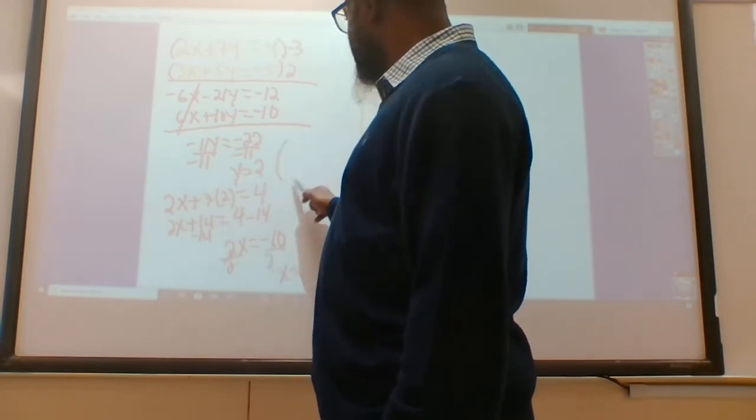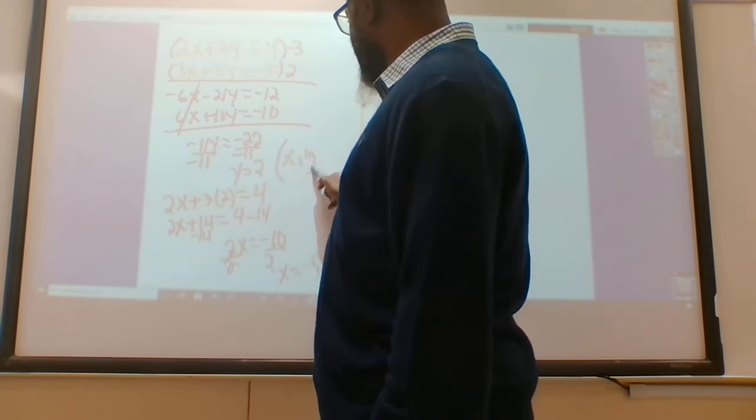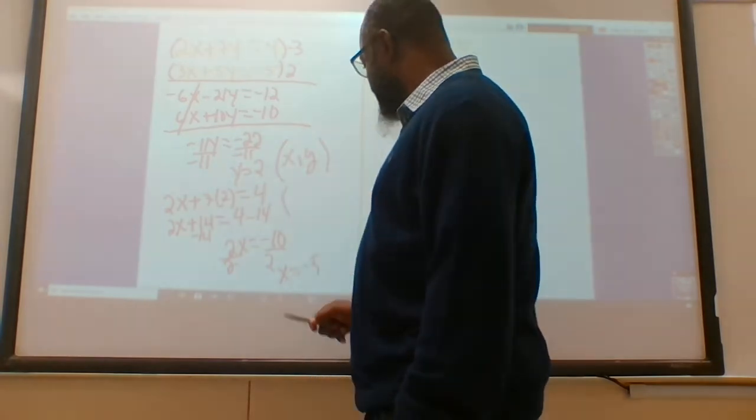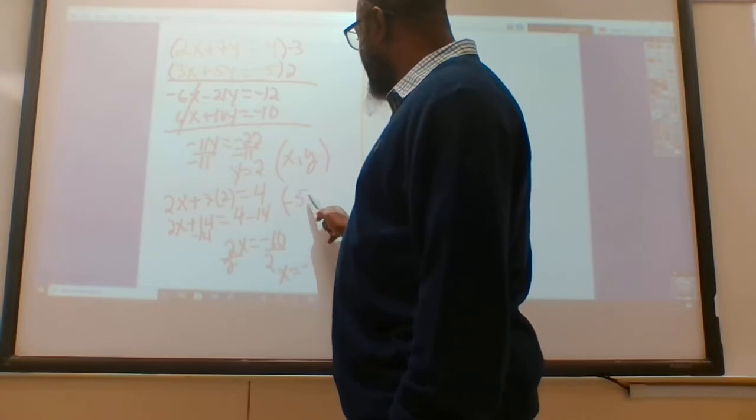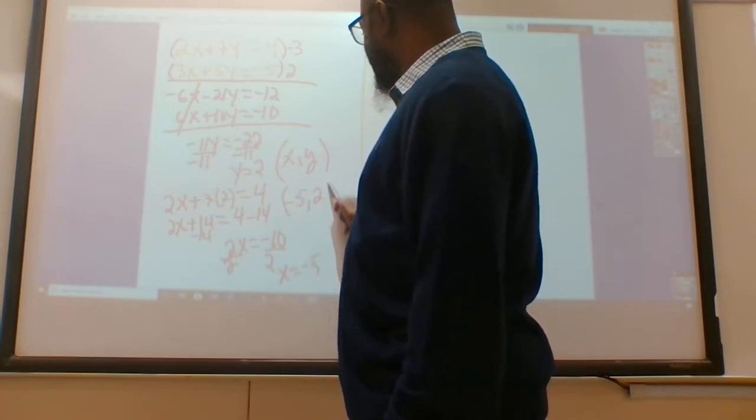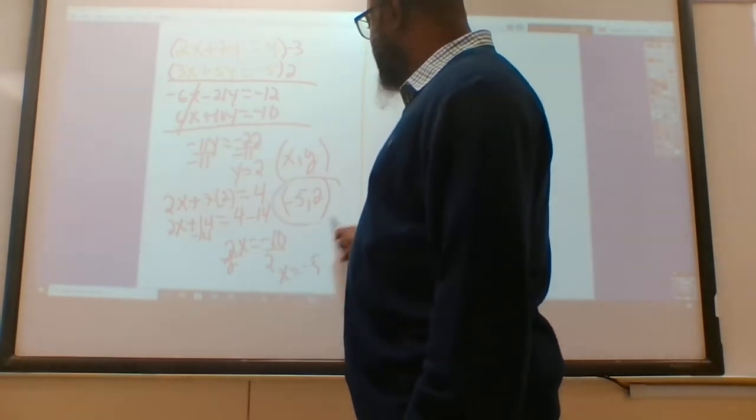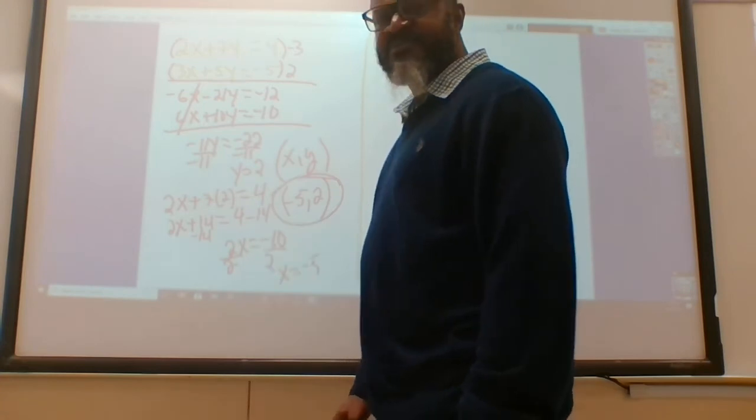Since my ordered pair is always xy, or in alphabetical order, then my solution will be negative 5 comma 2. This is the point that will satisfy both equations.